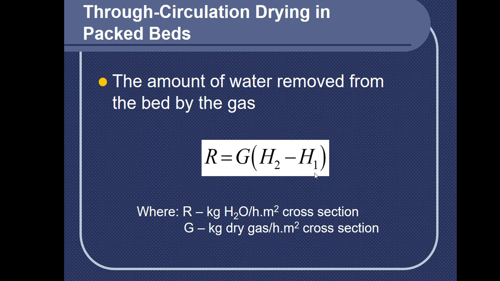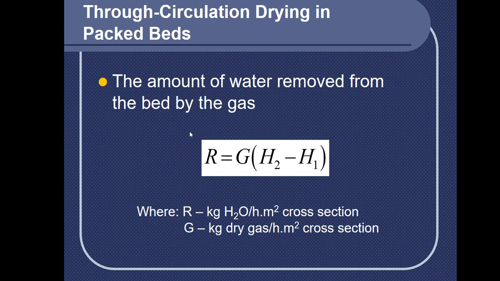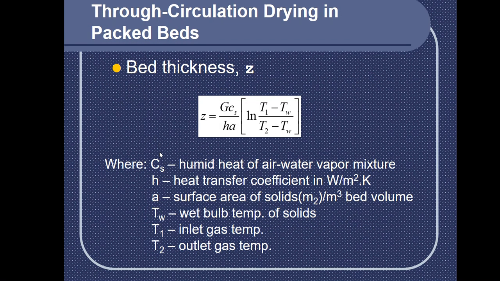H2 and H1 are representing the humidity of air, initial and final, after the drying proceeds. Now, this one allows you to solve the amount of water removed in a packed bed drying. What about if the design asks you to determine how thick a bed should be? Or how thick should your packed beds be?